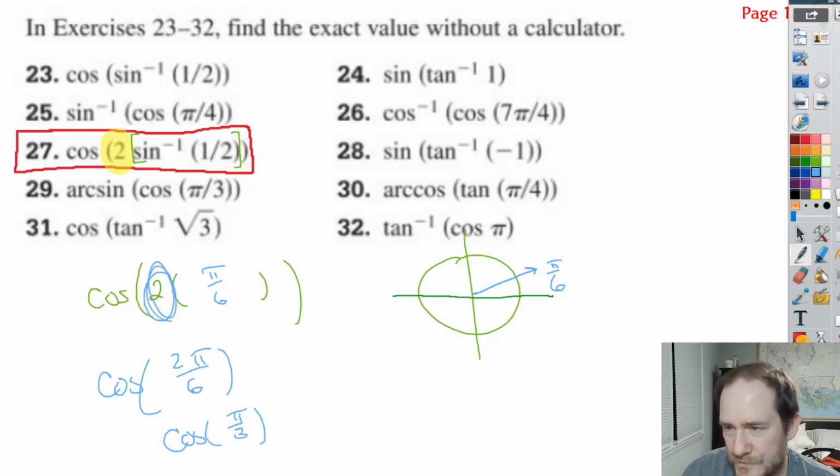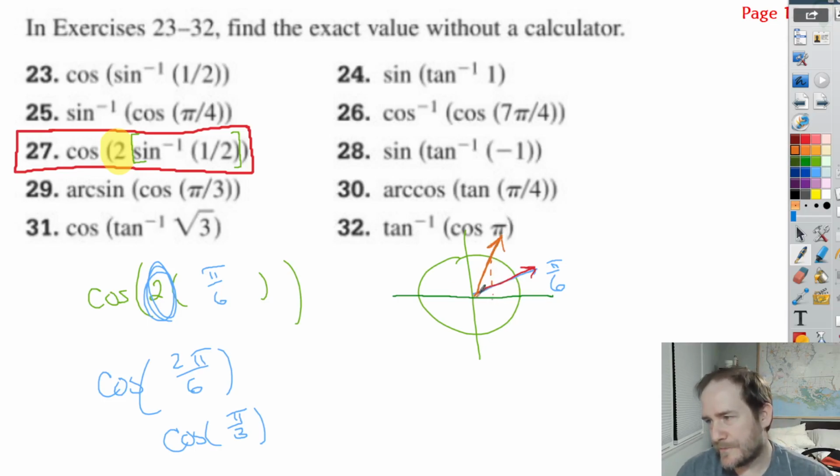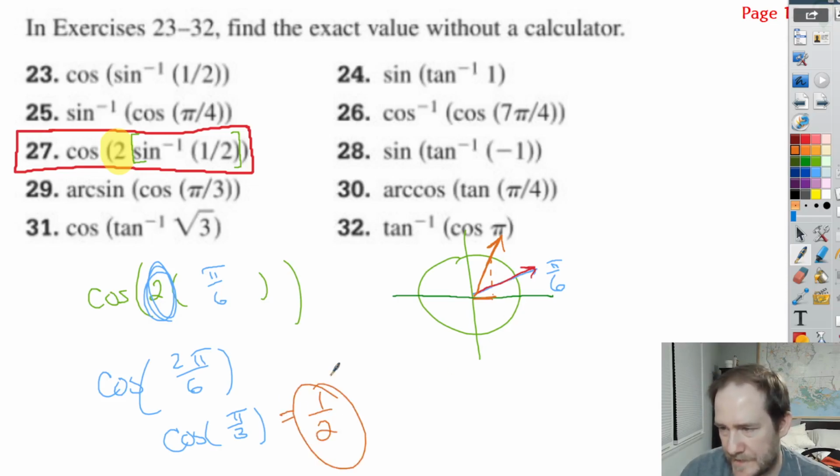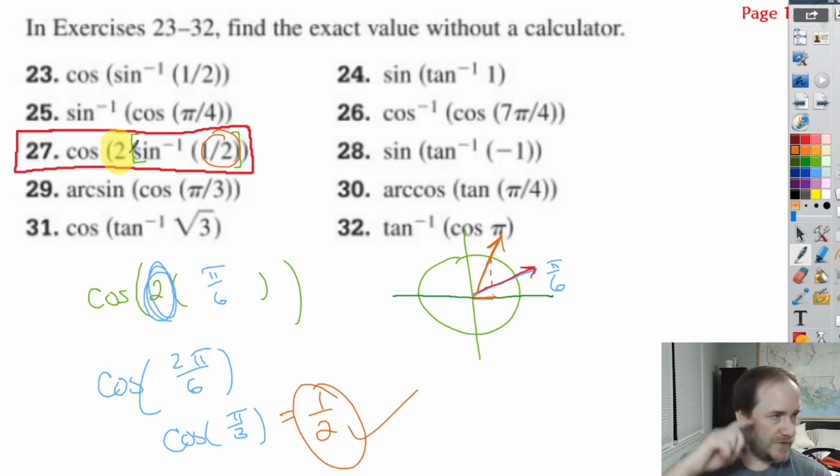So that little 2 changes things so you're not actually evaluating the cosine of the first angle you found. You're up here now at pi over 3 evaluating the cosine of that angle, and the cosine of that angle is its x-coordinate, so you just get 1/2 again. So we had a half, and we're getting a half as an answer, and that's down to the effect of the 2.